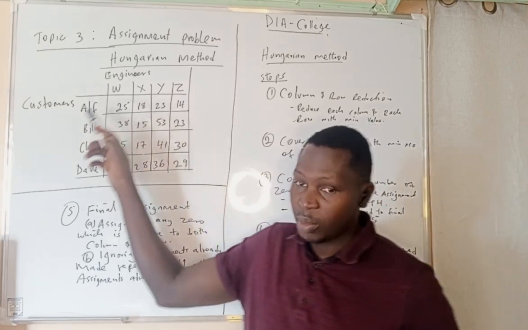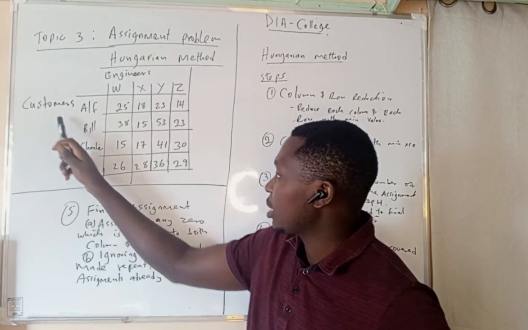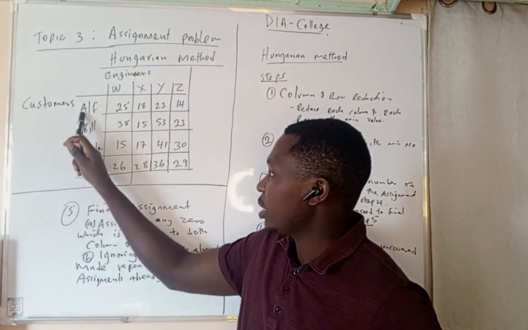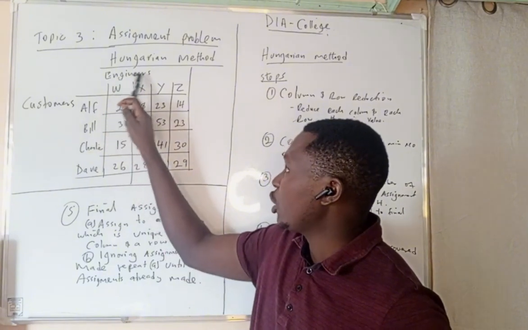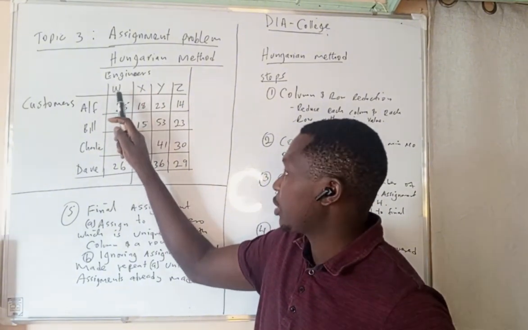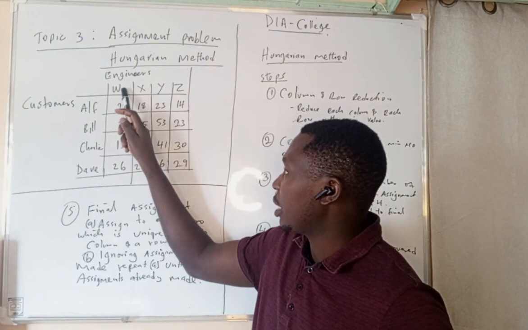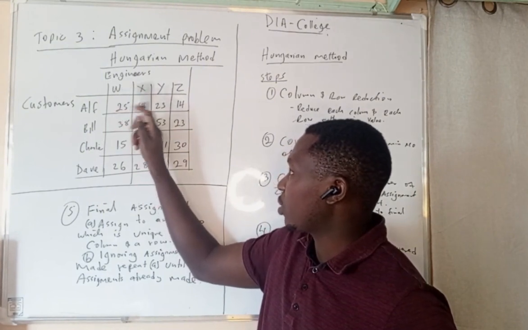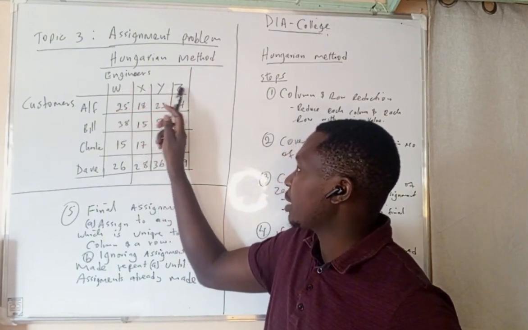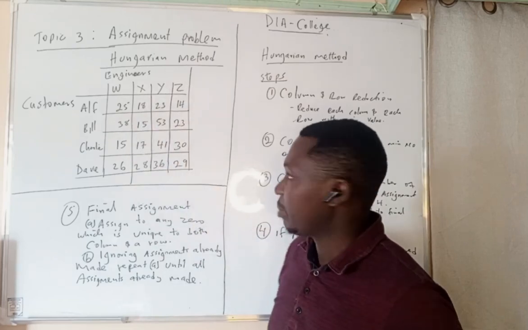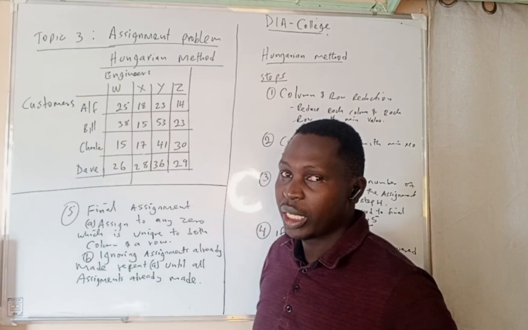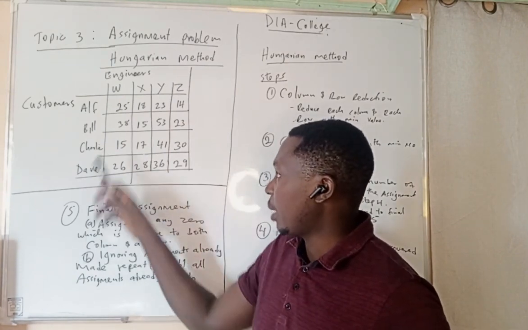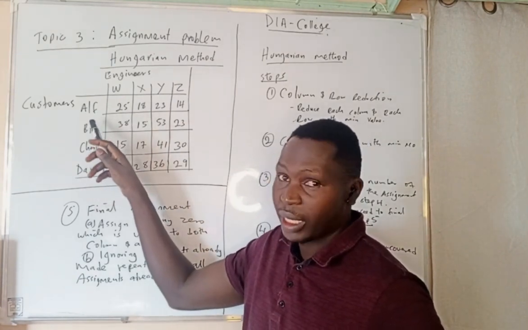So this is the table. We have the customers: Alf, Bill, Charlie, Dave. Now we have the engineers based in different destinations. We have W, X, Y, Z. These are engineers, I've just called them that, and they have to go to maintain the machine at a different customer destination.